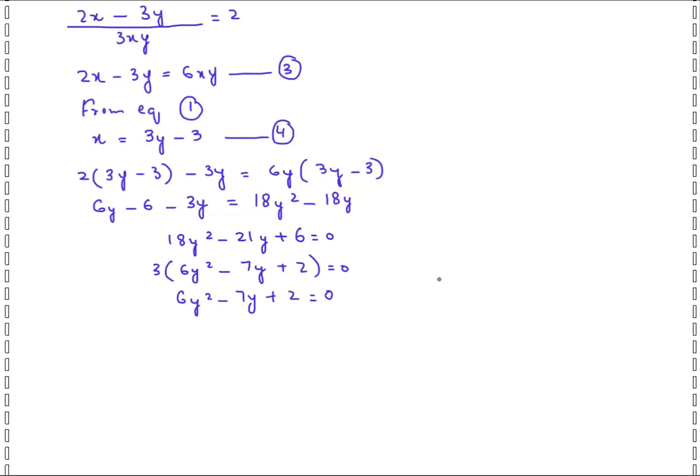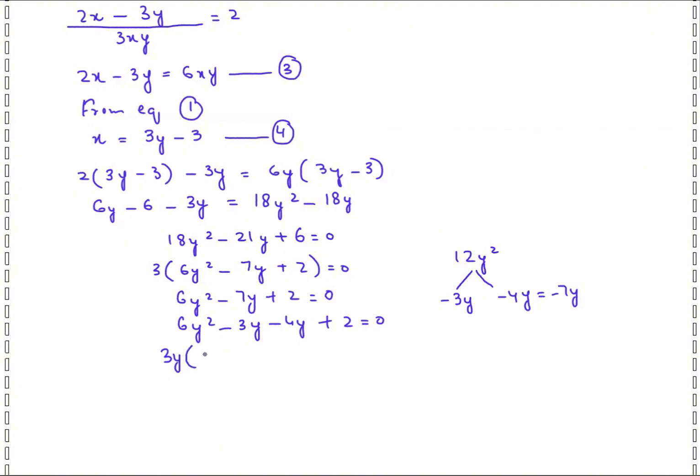We have a quadratic equation, so we'll solve it by middle term breaking. We'll multiply 6y squared by 2, so we'll get 12y squared. We'll make the factors of 12 in such a way that we get minus 7. So minus 3 and minus 4 will give the result as minus 7. And when we multiply these two, we will get plus 12. So we have factors minus 3y, minus 4y, which gives the result as minus 7y. We will write here 6y squared minus 3y minus 4y plus 2 is equal to 0.